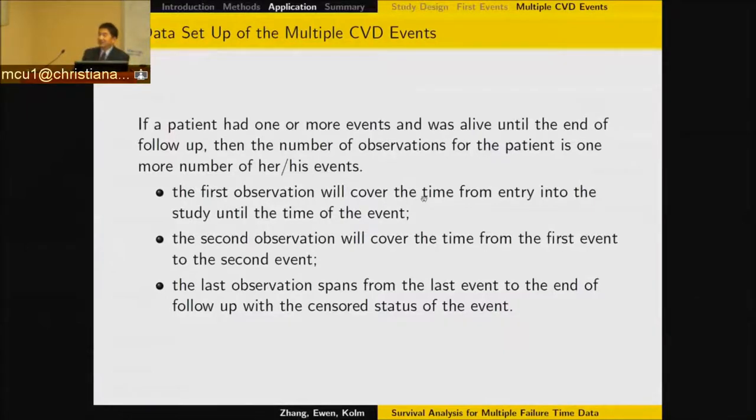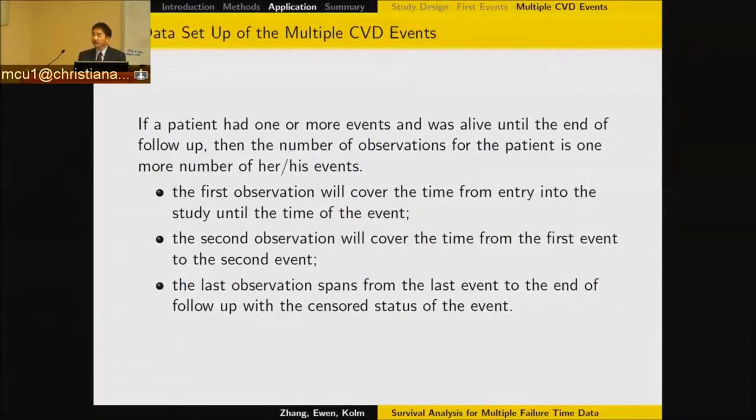Okay, so the first observation will cover the time from entry into the study until the time of the first event. The second observation will cover the time from the first event to the second event, and so on. The last observation extends from the last event to the end of the follow-up with the censor status of the event. So this is a very careful and technical strategy to do multiple event analysis. And you do this for all the methods that you listed? That's the same principle, the same method?